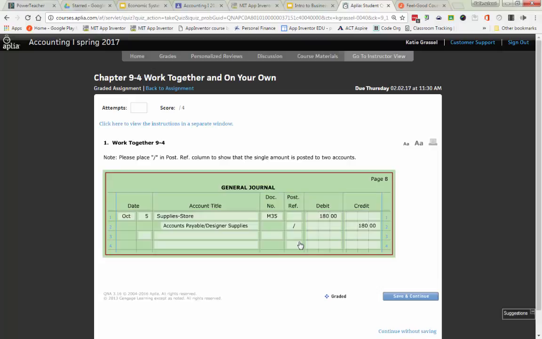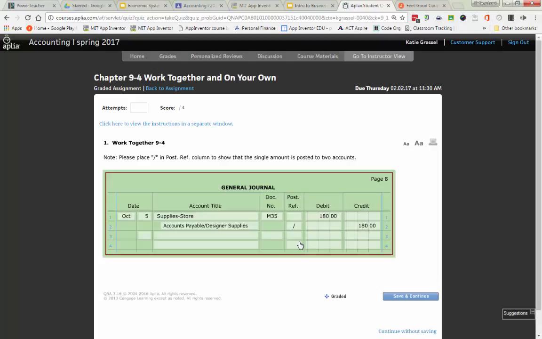Now, when I bought these, what account did I affect? Account title. Nope, these aren't supplies. What am I doing with these? Okay. So when we hear the word merchandise, we think of what account title? Purchases. So when I bought these, I affected as a debit purchases. Purchases is a cost account.